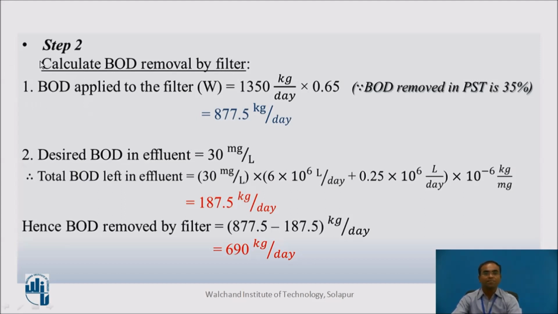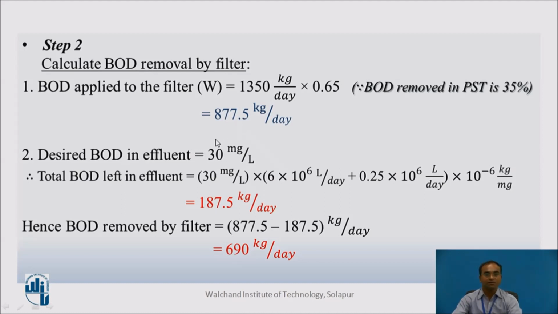First calculate the BOD applied to the filter. As we have been given that 35% of the BOD coming in has been removed by the primary clarifier, the remaining 65% we have to multiply by the total influent BOD. So we get the influent BOD coming into the trickling filter. That is 1350 kg per day multiplied by 0.65, that is 65%, which gives 877.5 kg per day. So this much BOD is coming into the trickling filter.